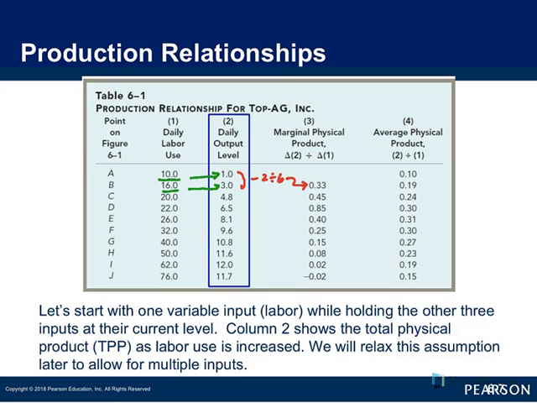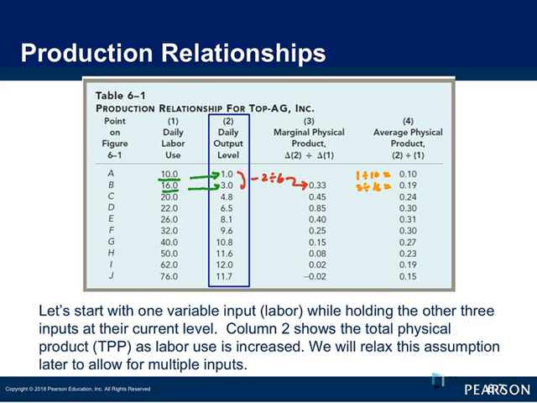So in this case, if we talked about the average physical product, we had 1 unit divided by 10, and that gave us 0.10. Or we had 3 units divided by 16, and that gave us 0.19. And so you can see how the marginal physical product and the average physical product are calculated.